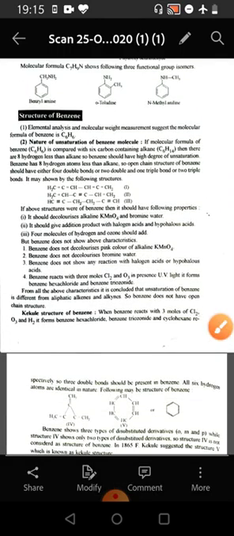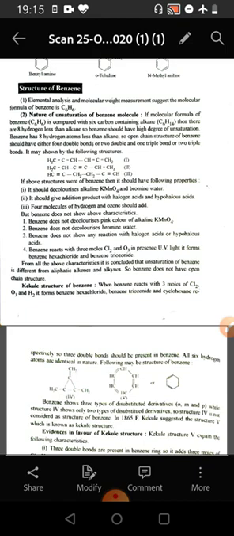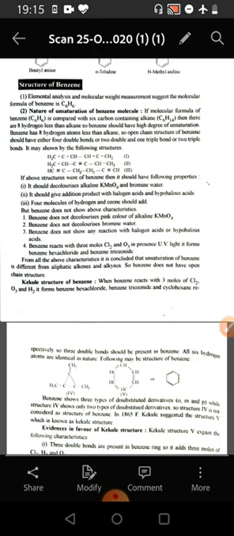Now we come to the next topic, that is the structure of benzene. Elemental analysis and molecular weight measurements suggest the molecular formula of benzene is C6H6. Now we take the topic of nature of unsaturation of the benzene molecule. If the molecular formula of benzene C6H6 is compared with a 6-carbon alkane, that is C6H14, then we see that there are 8 hydrogens less than the alkane. So benzene should have a high degree of unsaturation.